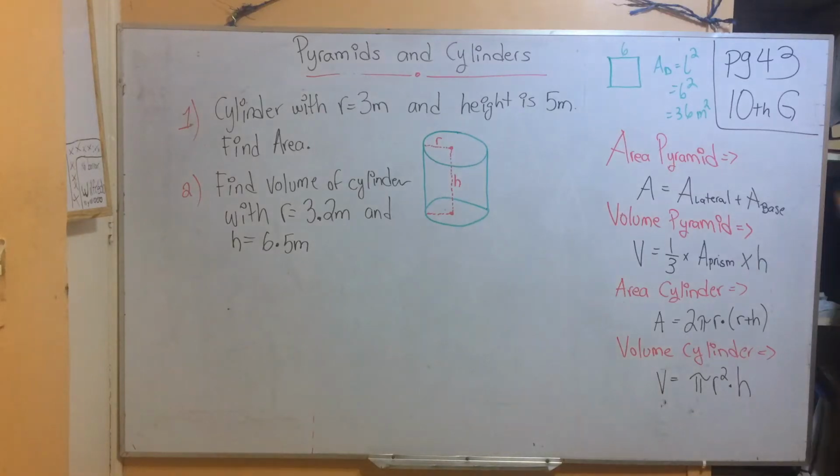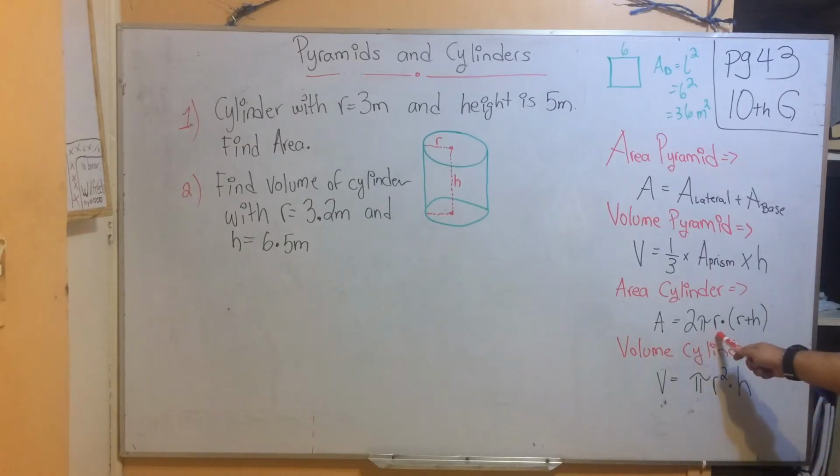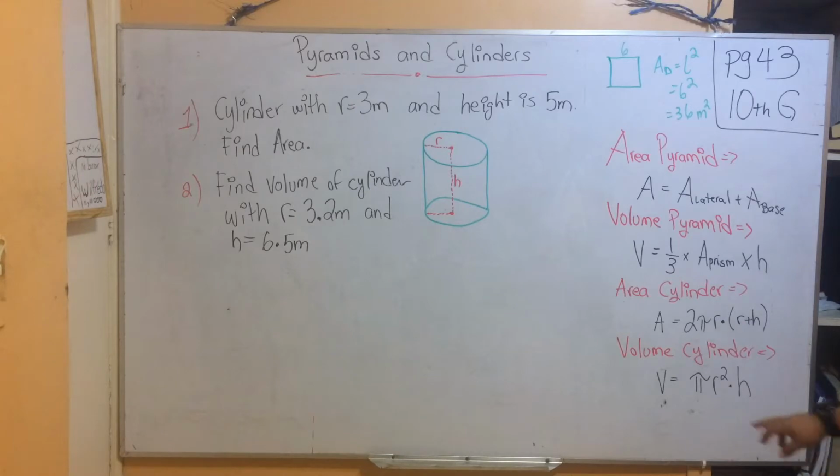So for this lesson, we're going to continue working with pyramids and cylinders. Now we're going to work on cylinders. Here we have the formulas for a cylinder. The area is 2 pi radius times the sum of the radius plus the height. And the volume is pi r squared times the height.